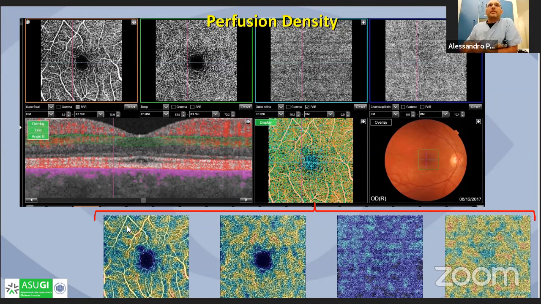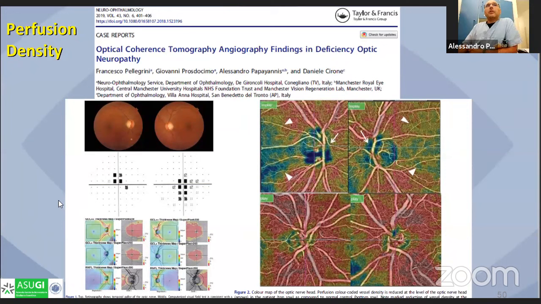But now, at this moment, we have this type of perfusion density also with the swept source AngioCT of Topcon. This has been developed in the last 2 years, and in this case we can avoid this type of shadowing effect. This is the normal perfusion density in a normal eye, and we found that the perfusion density, so in this case we talk about flow, not just the presence of vessels, was altered in a patient with deficiency optic neuropathy.